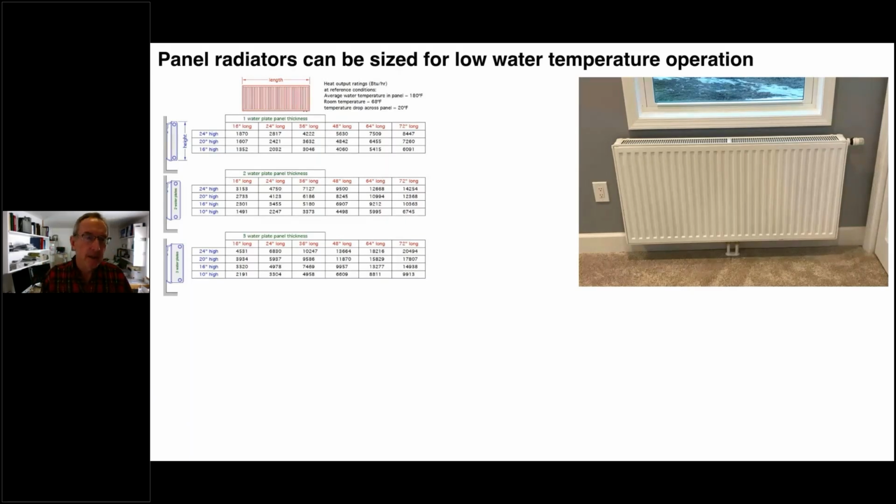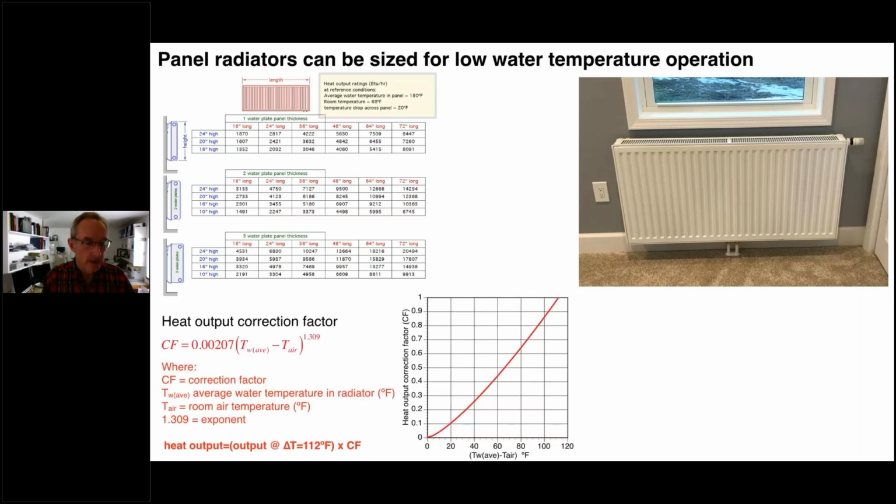that's valid data. Now the question is, well, I don't want to run it at 180. I want to run it at maybe a supply temperature of 120. How do I know how many of these I need? Okay. Well, there's a correction factor. The correction factor is based on the average water temperature that you want to operate these at and the room air temperature. You take the difference between those two. We subtract the room air from the average water temperature, and you raise that to a power. I'll just round it off to 1.3, okay? And then you multiply by 0.00207. That gives you a correction factor.